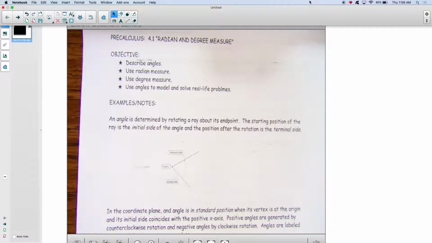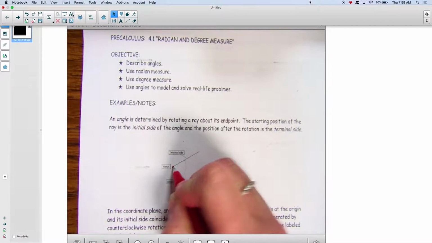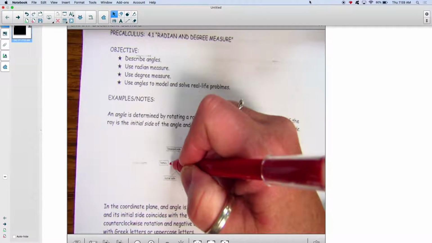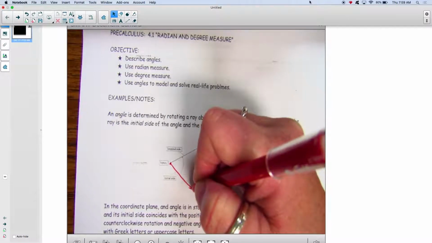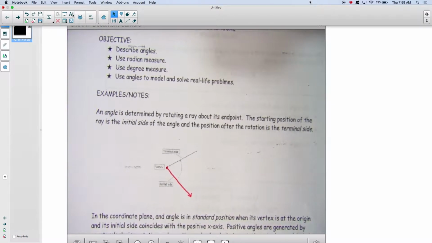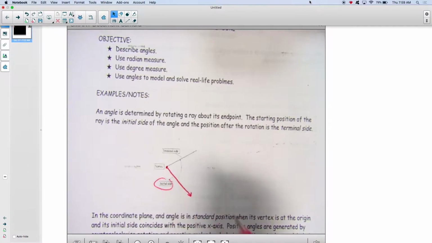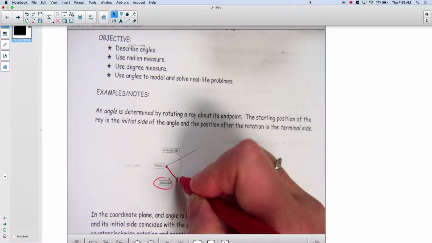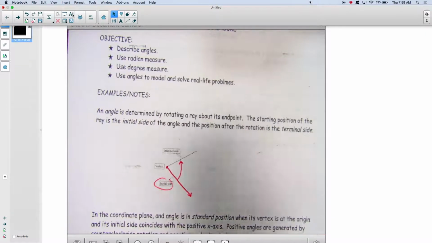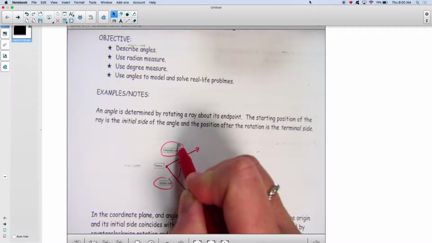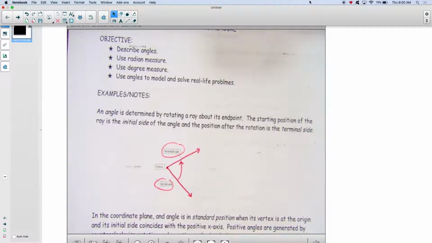The starting point of the ray is called the initial side. So that's that. The endpoint is the vertex. So wherever we start is the initial side. And then the position after rotating, so we're rotating this direction in this example, is what's called the terminal side. All right, we're going to be using this terminology throughout this unit.